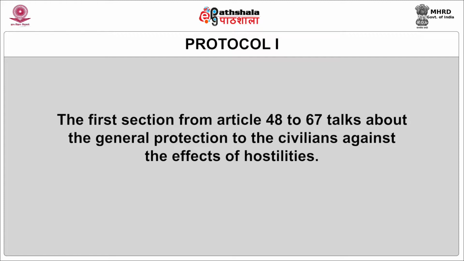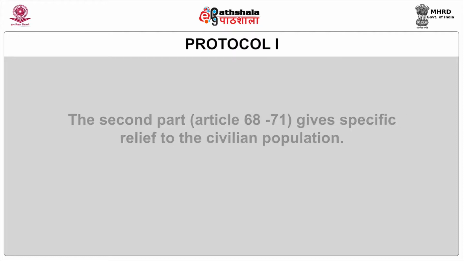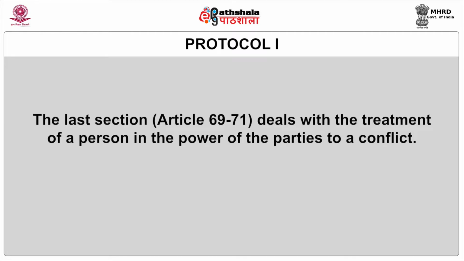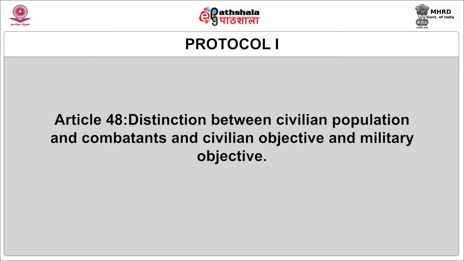The first section, from Article 48 to 67, talks about the general protection of the civilians against the effects of hostilities. The second part, Article 68 to 71, gives specific relief to the civilian population. The last section, Article 69 to 71, deals with the treatment of a person in the power of the parties to a conflict. It has provision for the protection of women, children and journalists. Article 48 is the distinction between civilian population and combatants and civilian objective and military objective.